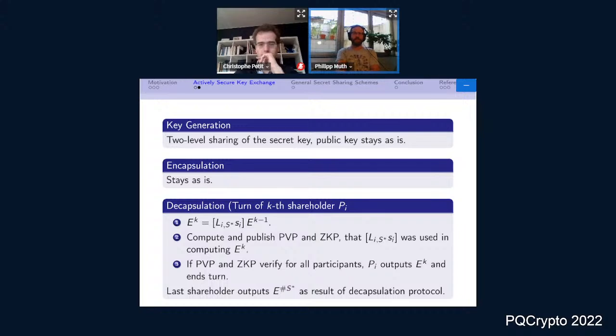mechanism. Now, for our key exchange mechanism, we once more need a key generation protocol, an encapsulation protocol, and a decapsulation protocol. We adapted the key generation protocol so that a trusted dealer, as before, samples the secret key and applies it to the fixed E0 to generate the public key. The secret key is then shared among the shareholders in what we call a two-level sharing.